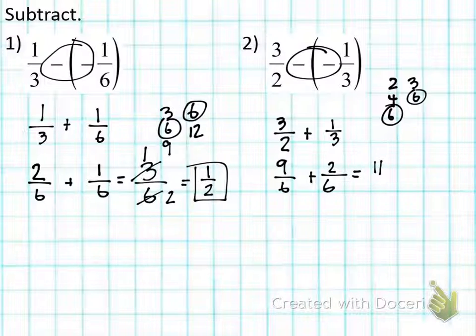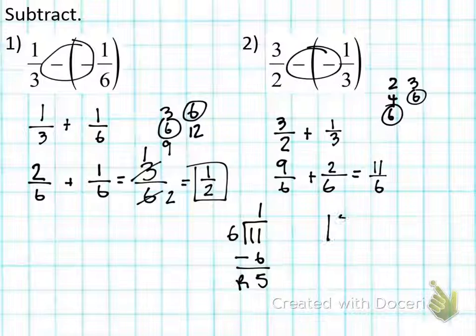Okay, so we're 9 plus 2, they're both positive numbers. We're going to bring them together to become an even bigger positive number. And then we have 11 over 6. 11 divided by 6, we get 1 and 5/6 as our answer. And that's it.